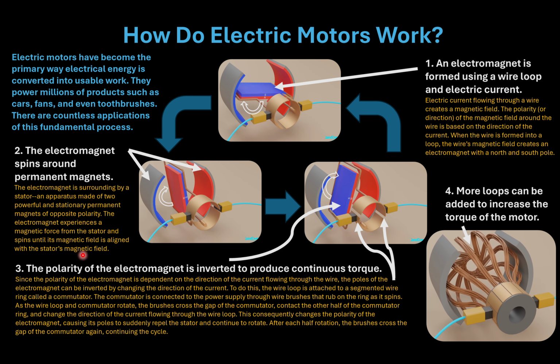This is why the third step is likely the most important element of creating continuous spin in an electric motor. In the third step, a new element is introduced called a commutator. A commutator is a segmented wire ring, as shown here. Each side of the commutator is attached to one end of the electromagnet loop. The commutator is attached to the power source using wire brushes. These wire brushes rub continuously on the commutator ring as the electromagnet spins.